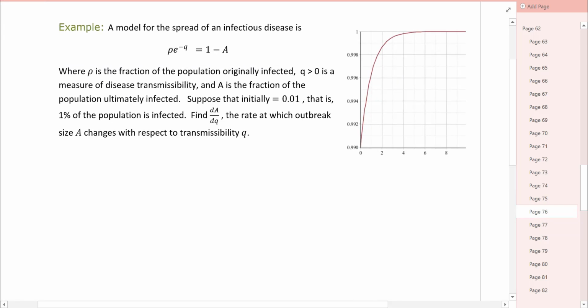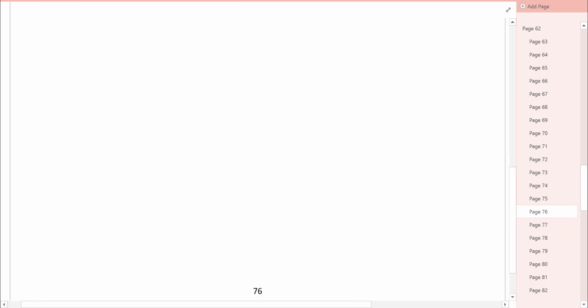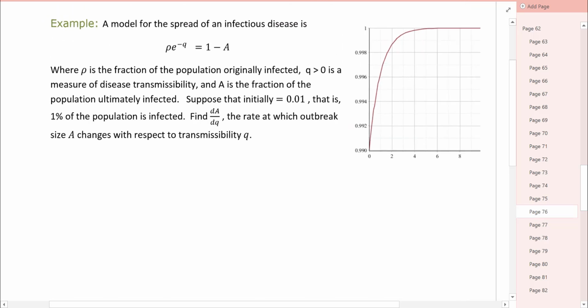And it's just asking us, it says a model for the spread of an infectious disease is rho. Okay, well that's all right. You should have this page in front of you, right? Page 76. It'll be up in a minute. There we are.